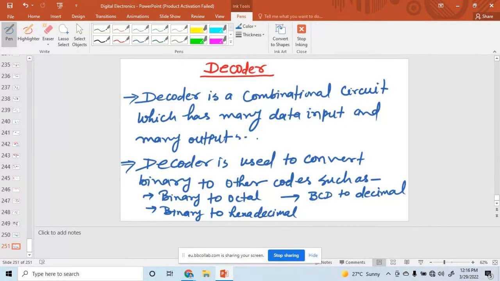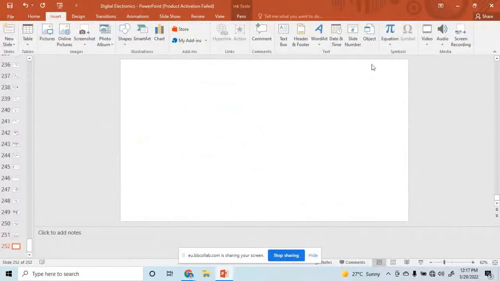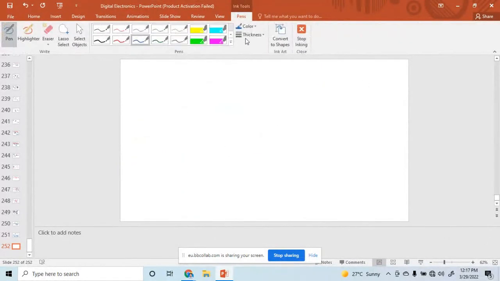So up to this point, anyone have any doubts, any query? What is a decoder? A decoder is a combinational circuit which has many data inputs and many outputs. And basically, a decoder is used to convert binary to other code, such as binary to octal, binary to hexadecimal, BCD to decimal, and so on. Is that clear? Yes, sir. Okay.